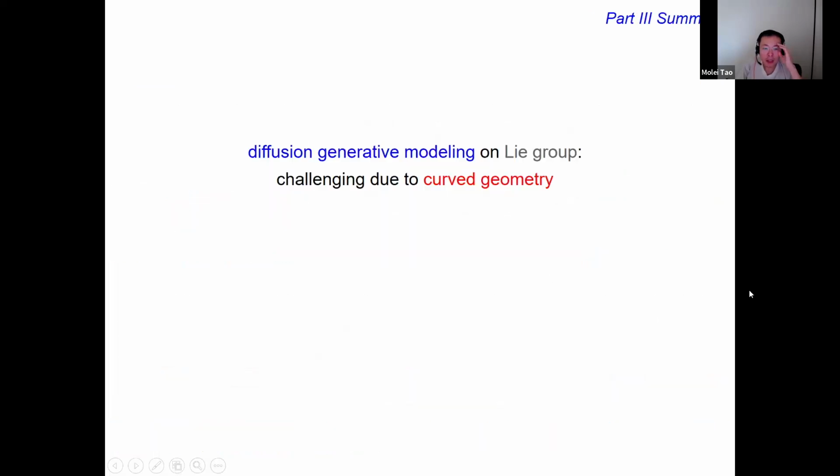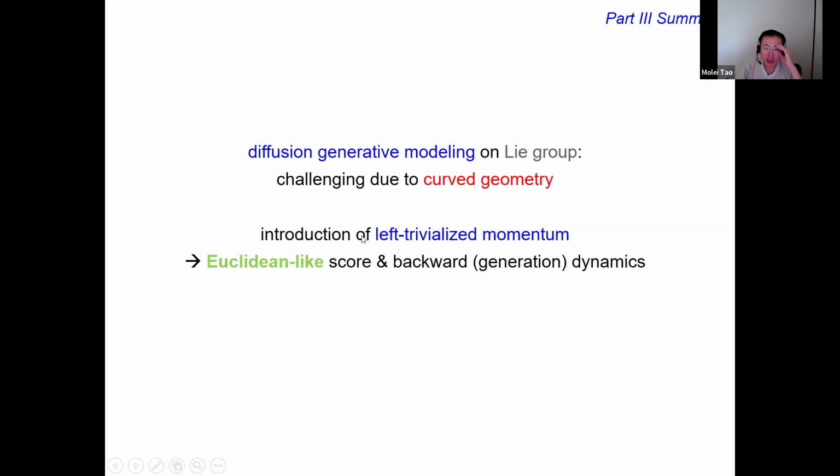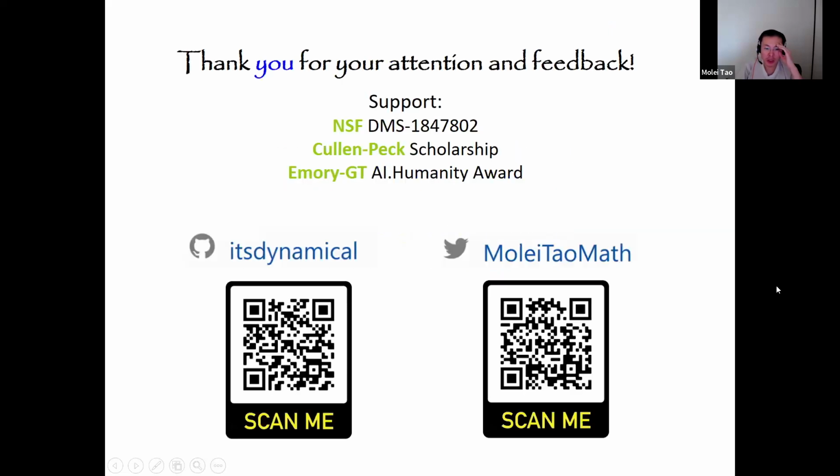Okay, summarizing what I talked about: we finally got to generative modeling of data on Lie groups. It's challenging because you have curved geometry, but because we introduced this left-trivialized momentum, we actually get a Euclidean-like score and also the backward dynamics, which is the dynamics that does the generation. That's why we can do this problem with very high accuracy. That's all I wanted to say.